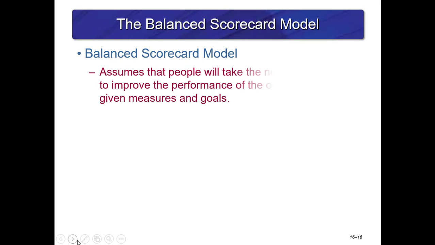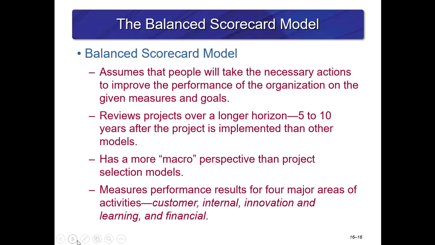The balanced scorecard model is a way to provide oversight on projects. It assumes that people will take the necessary actions to improve the performance of the organization on the given measures and goals. They review projects over a longer horizon, 5 to 10 years after the project is implemented. Compared to other models, it has a macro perspective compared to other methods of selection, and measures performance results for 4 major areas of activities, including customer, internal, innovation, learning, and financial.